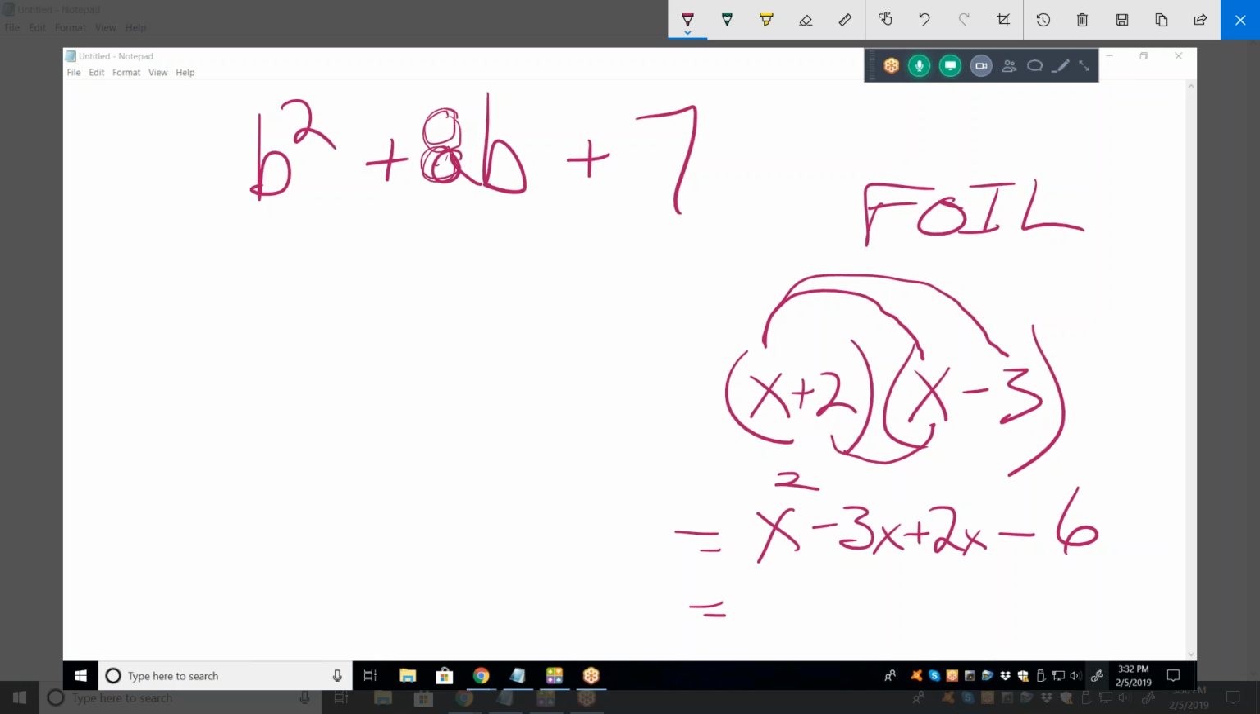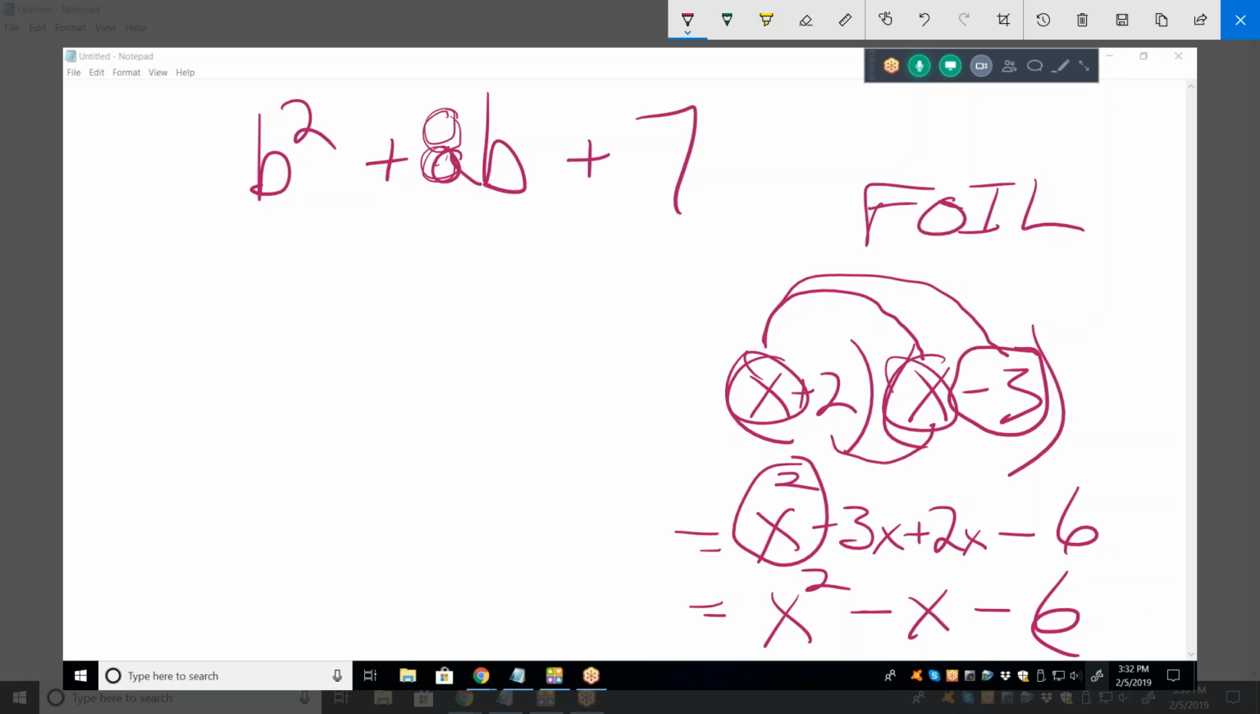Now, what always happens in this is you always combine the two middle terms. So we end up with this. Knowing that has a lot to do with how you factor. Notice that when I multiplied those two terms together, the x squared came only from that times that. And the negative 6 came only from that times that. So the first term and the last term come from the F and the L of FOIL. And that's going to help us factor a lot.